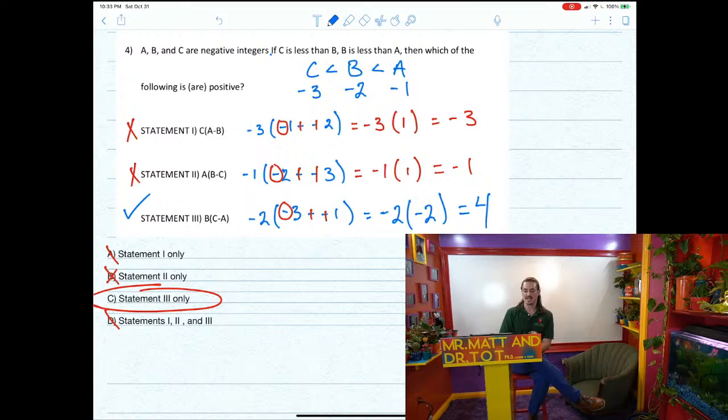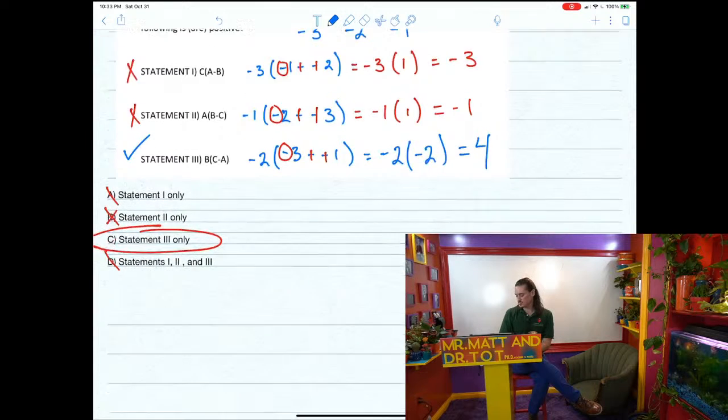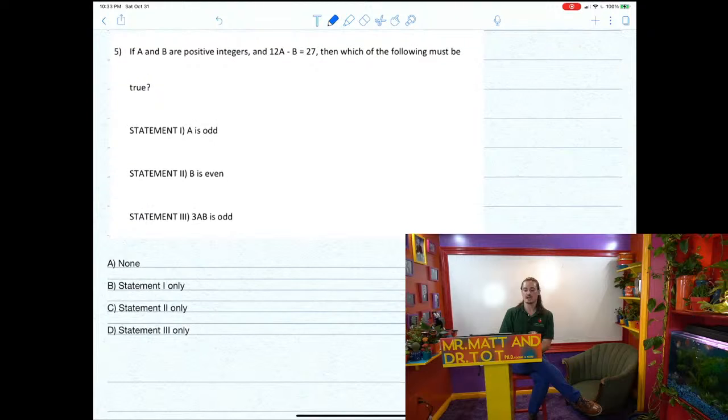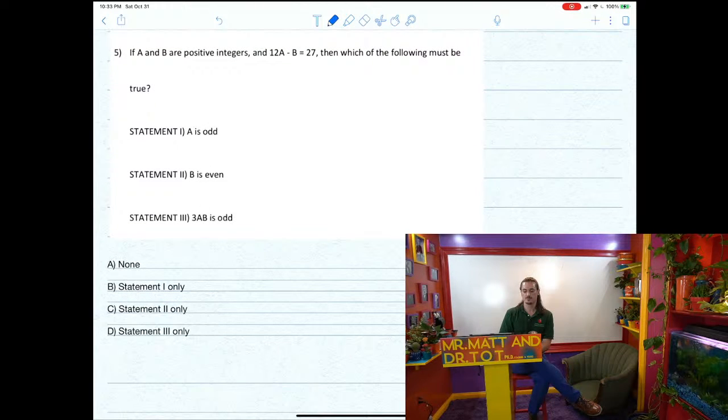Statement 1 says A is odd. Statement 2 says B is even. Statement 3 says 3 times AB is odd. Answer selection A is none. No statement is true. Answer selection B is statement 1 only. Answer selection C is statement 2 only. And answer selection D is statement 3 only. So I'll give you 3 minutes and then I'll give you the solution.